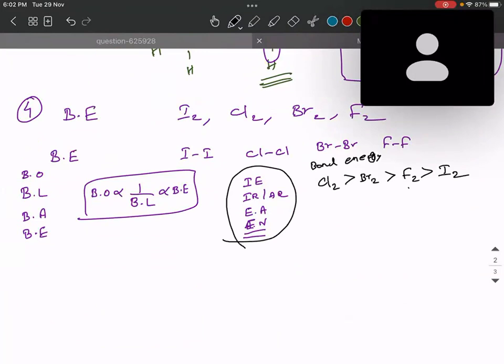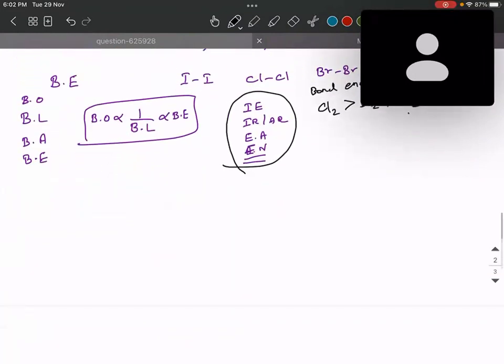So next question, which of the following compounds is covalent? What is a covalent bond? Mutual sharing of electrons. One atom gives one electron, the second atom should give another electron, then it will become a covalent bond.